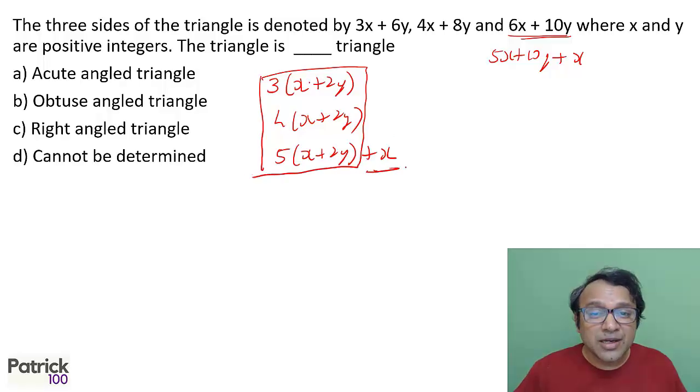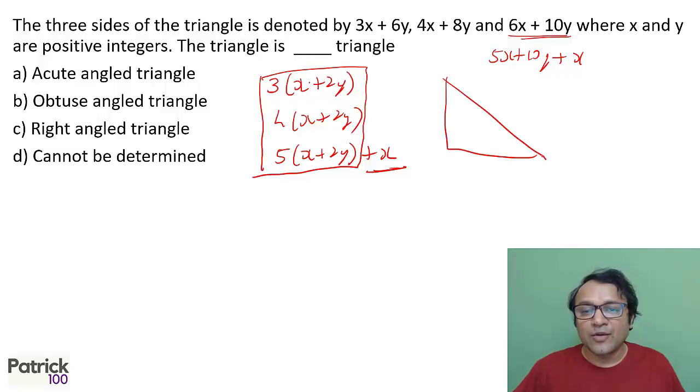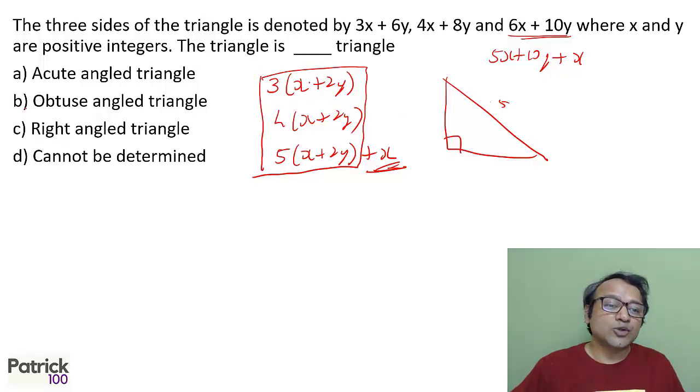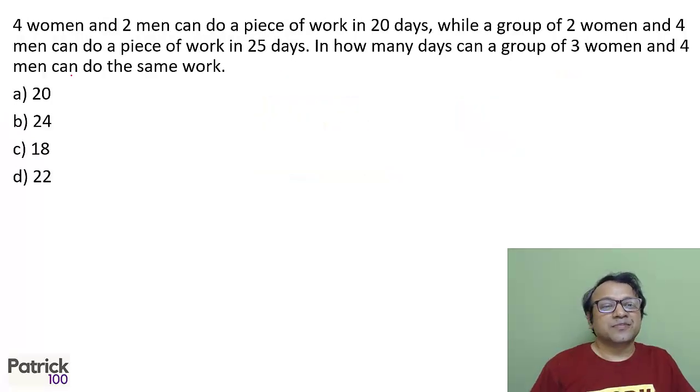But the hypotenuse is bigger than that. It's a right angle triangle 3, 4, 5, but the hypotenuse is bigger than 5 because of plus x. So it has to be an obtuse angle triangle, B option. That is the answer. So whenever you have a right angle triangle, look out for triplets. See if it satisfies triplets. Then there you can get the answer.